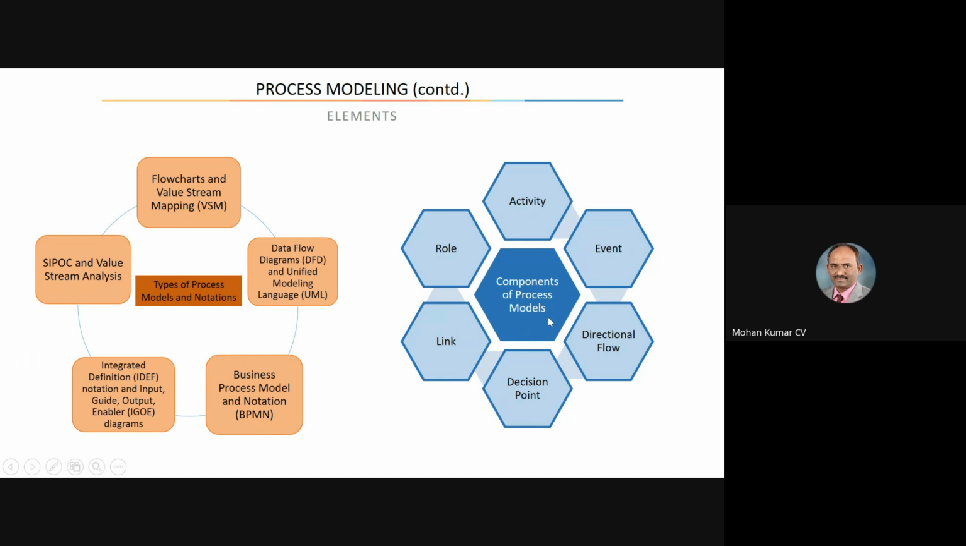Now, components of process models: activity, event, directional flow, decision point, link, role, all that.